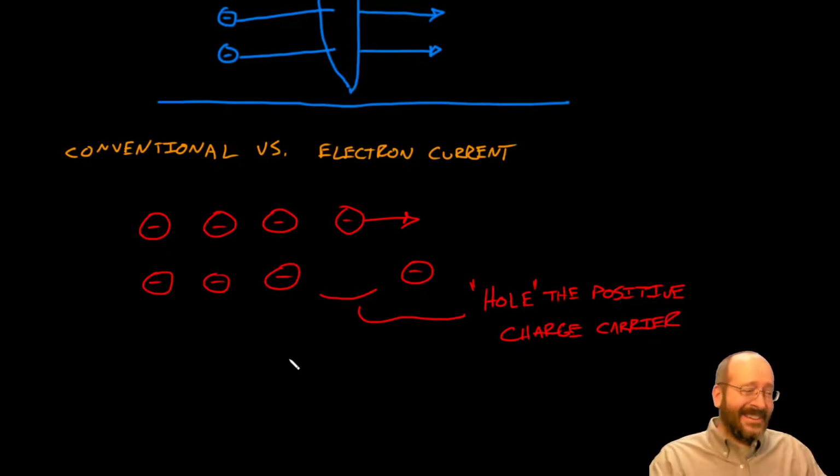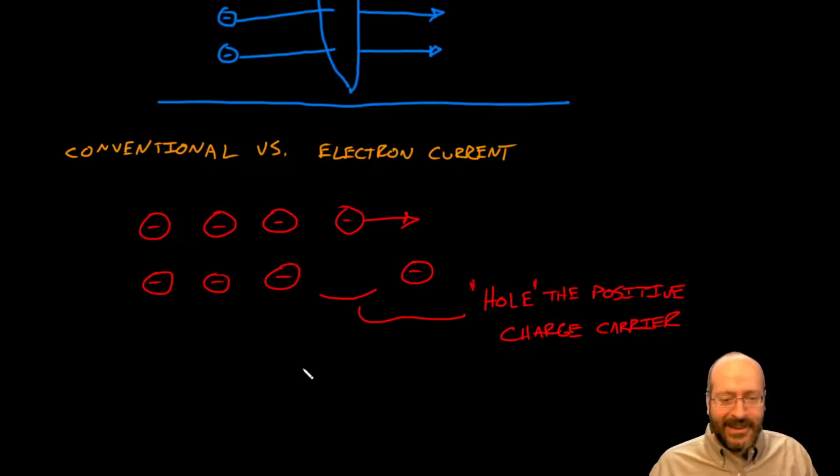It's actually the absence of an electron. It's not a real thing. It's just this figment of our imagination that makes our conventional current work out the way that we picked wrong all those years ago. I wasn't born, you weren't born. It's not our fault, but we're living with it.